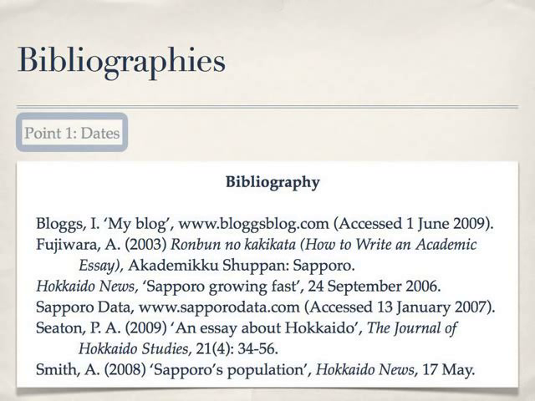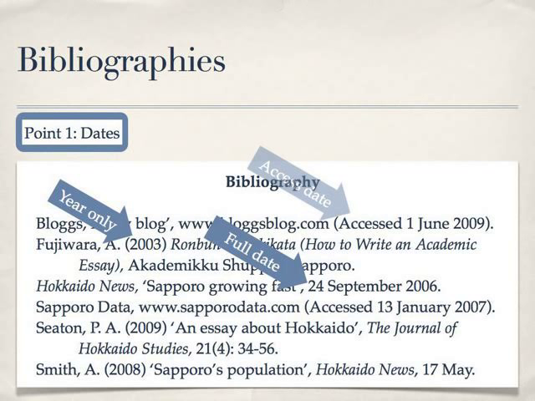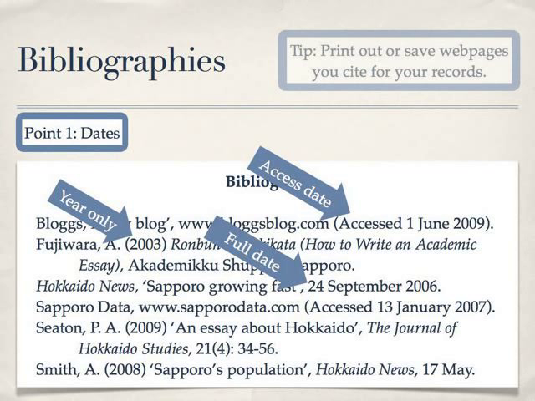Let's finish this section on bibliographies by mentioning 4 points. First, about dates. Notice how for books and academic articles, we only need the year they were published. For newspaper and other media reports, we need the exact date. And for websites, we need the date you saw the web page. Websites are constantly changing, so the information you used might disappear. It is strongly recommended that you print out or save any web page you cite so that you have a permanent copy for your records.